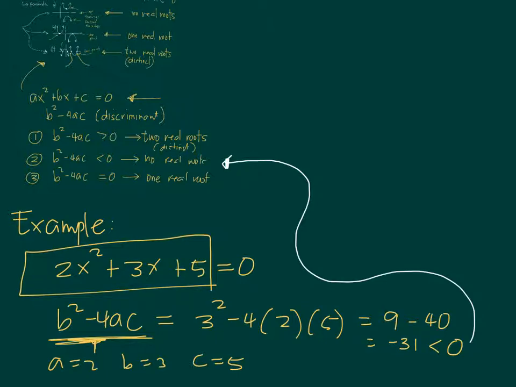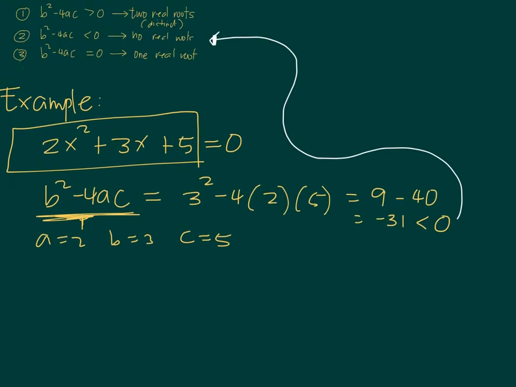Less than 0 means there are no real roots. So when you graph y equals 2x squared plus 3x plus 5, the graph will not touch the x-axis. It will not even cross the x-axis. Okay, so that's how you apply the discriminant, the b squared minus 4ac. Okay, and then let's have another example.